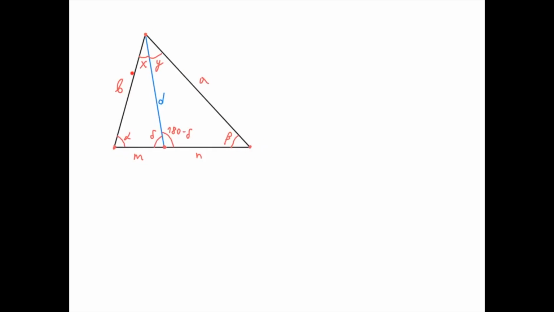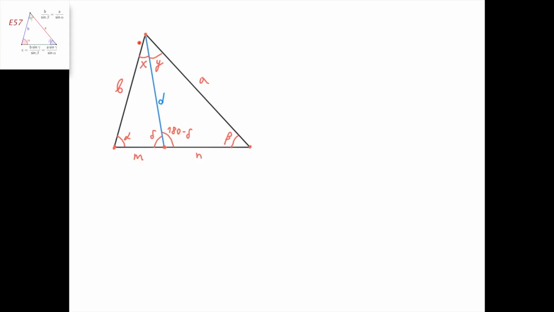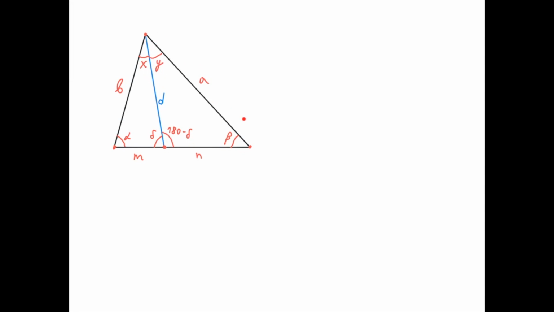Suppose we have a triangle, and this is a point chosen on this side and connected to this vertex like that. Today we're going to discover what the sine law is going to give us if we apply it to this triangle and this triangle. I'm denoting this side by A, this side by B, this angle alpha and this angle beta. I'm denoting this side by M and this side by N, and this angle by X and this angle by Y. And let this angle here be delta, then this angle is 180 minus delta. And this side here, the blue side, is D.